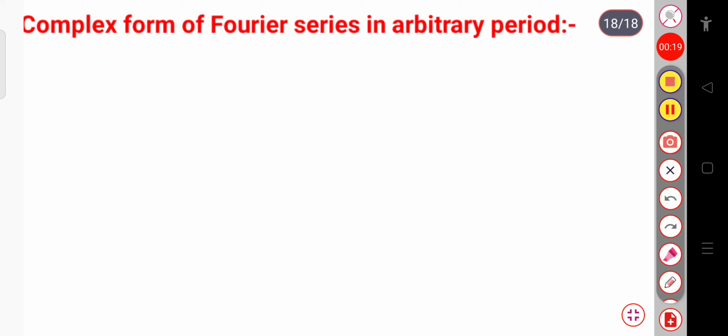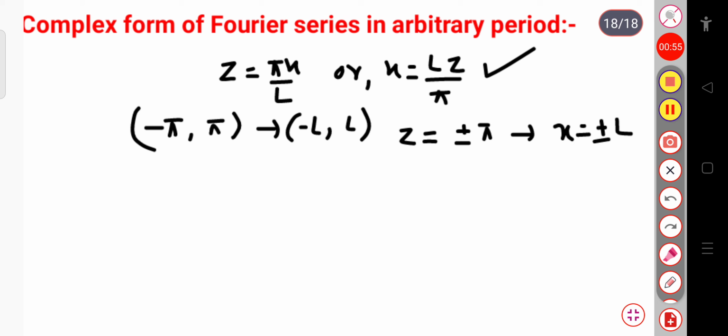Now we can say that when z equals plus or minus pi, the value of x will be plus or minus L. That is, when z lies in the interval minus pi to plus pi, x lies from minus L to plus L. You can put this in the expression and check. If we put z equal to minus pi, the pi gets cancelled and we get minus L. And when you put z equal to pi, the pi gets cancelled and you get simply L.